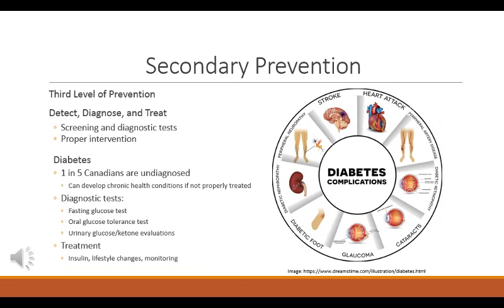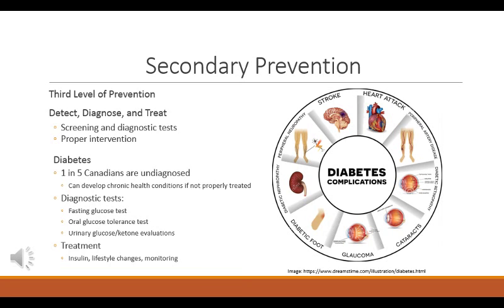Secondary prevention is the third level of prevention. The purpose of secondary prevention is to detect, diagnose, and determine the proper course of treatment for the patient. This is achieved through screening processes, diagnostic tests, and interventions aimed to stop or slow the progression of one or multiple health conditions. In Canada, diabetes is a major health issue.